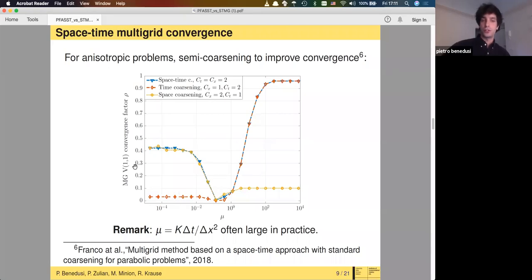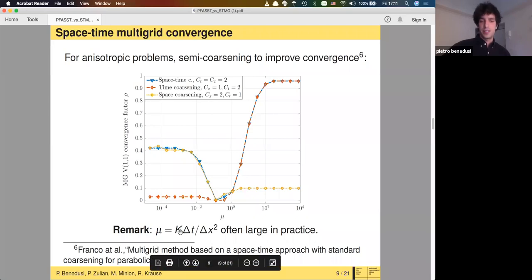If you look at the convergence of the space-time multigrid, depending on mu, that has been defined before, and the type of coarsening that you use, this convergence varies a lot depending on what you use. For example, if you use full space-time coarsening, you have something like this in the blue curve, and time coarsening is this one, and the yellow is space coarsening. So you have to select, for example, adaptively, what kind of coarsening you want to use.